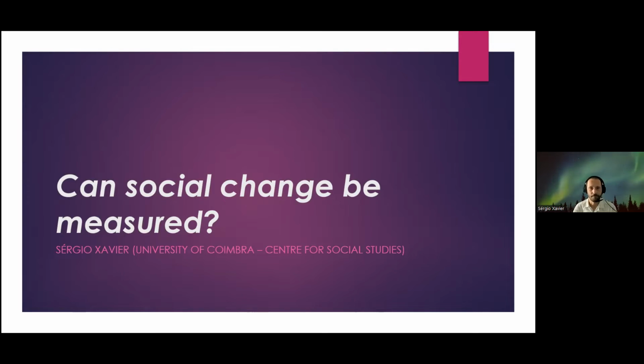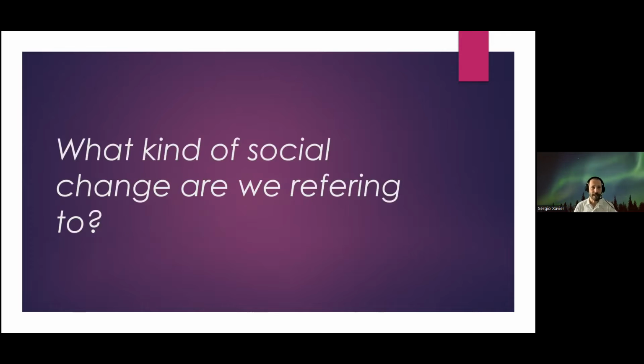So the main question that was proposed for this session was, can social change be measured? And to answer that question, we might need to answer other questions, such as what kind of social change are we referring to? For example, are we looking to the kind of social change that our democratic systems propose, such as green economy, a global order, sustainable development, human rights, sustainable development goals, and so on and so forth?